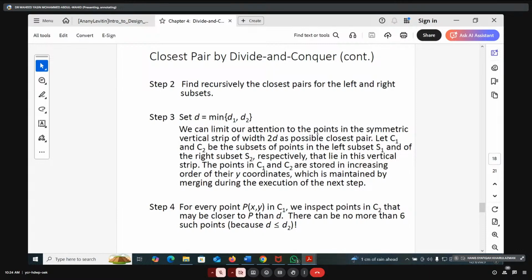We can limit our attention to the points in the symmetric vertical strip of width 2d, as possible closest pairs. Let C1 and C2 be the subsets of points in the left subset S1 and the right subset S2, respectively, that lie in this vertical strip. The points in C1 and C2 are stored in increasing order of their y coordinates, which is maintained by merging during the execution of the next step. For every point (x, y) in C1, we inspect points in C2 that may be closer to P than d. There can be no more than 6 such points because d is less than d2.